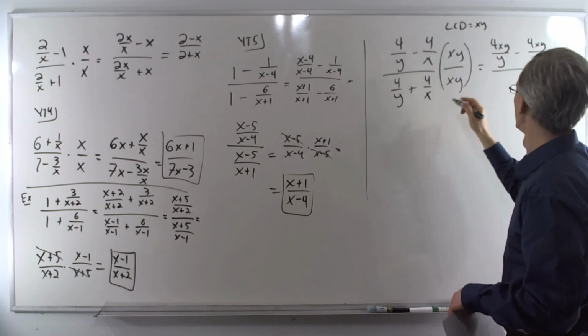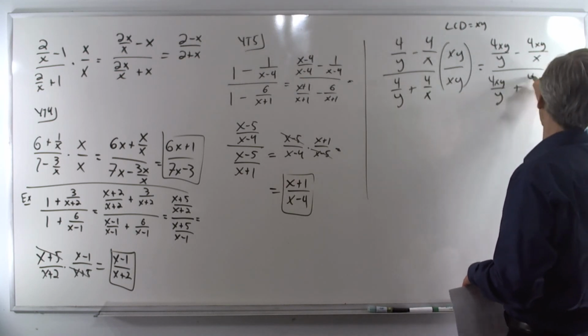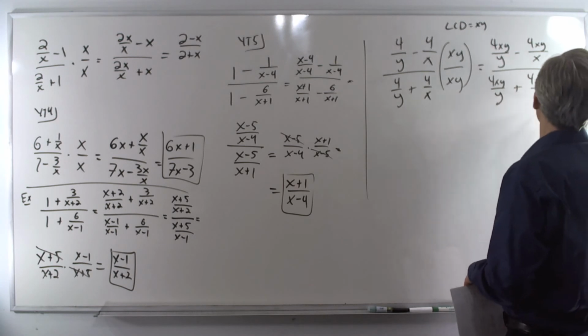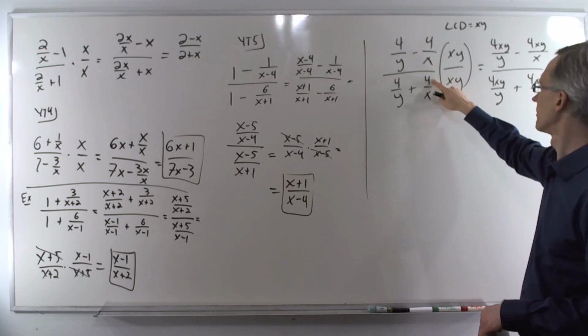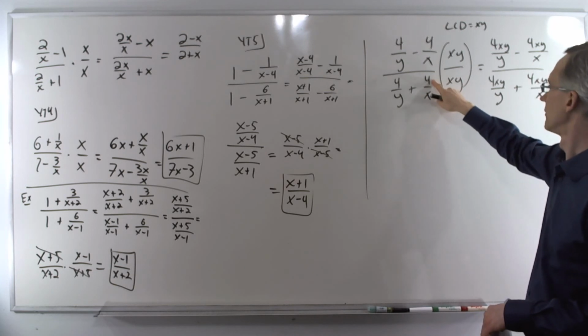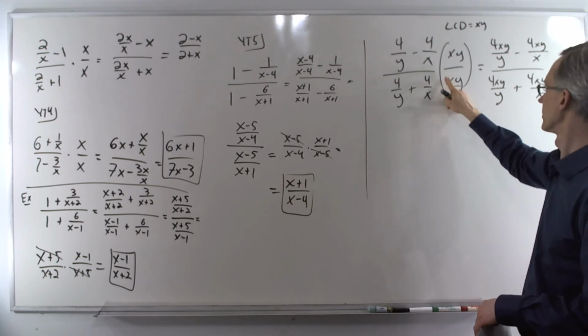We do the same thing here. So remember, when you're multiplying something by a fraction, you multiply by the numerator only. If you forget, just write this as xy over 1. So we multiply straight across.